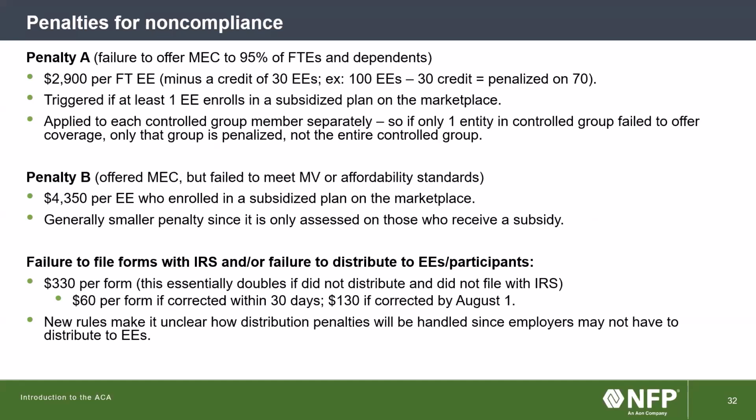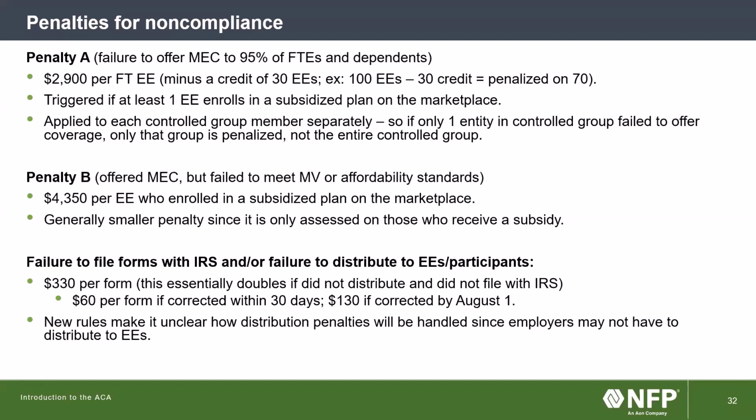So what are our penalties? If the employer is not complying with some or all of the employer mandate, what are those penalties going to look like? So the first one is our penalty A. That is failure to offer minimum essential coverage to 95% of full-time employees and dependents. So again, it's that substantially all requirement. If that happens, then the IRS can assess a penalty of $2,900 per full-time employee. Now they do give us a credit of 30 employees. So just as an example here, let's say you have 100 employees and you did not offer coverage to substantially all. Your penalty would be assessed based on the 100 employees minus that credit of 30 employees, and so you'd be penalized on 70 employees.